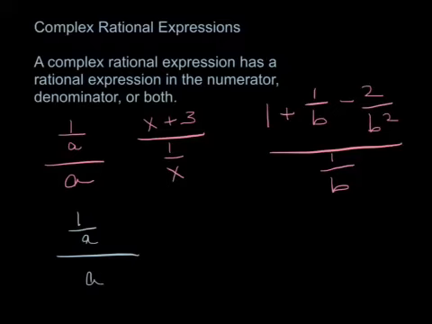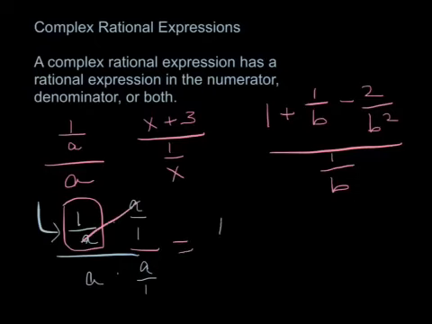So, for example, in our first complex rational expression, 1 over a, we're going to multiply both the bottom and the top of the fraction by a over 1, which is the reciprocal of 1 over a. When we do this, our numerator becomes 1, and our denominator becomes a squared. And so now our complex rational expression has been simplified.